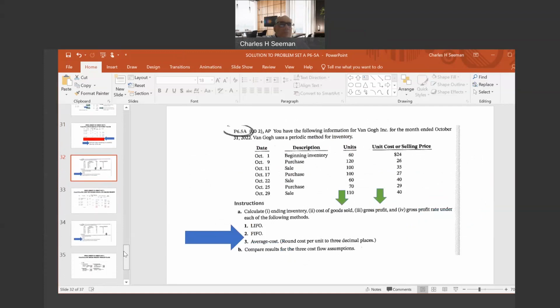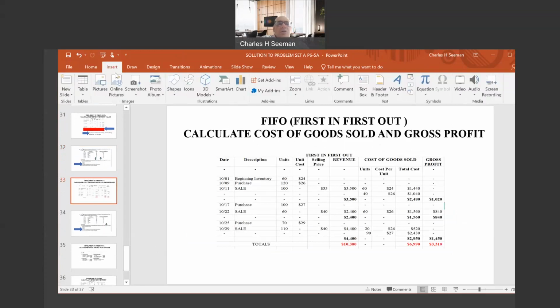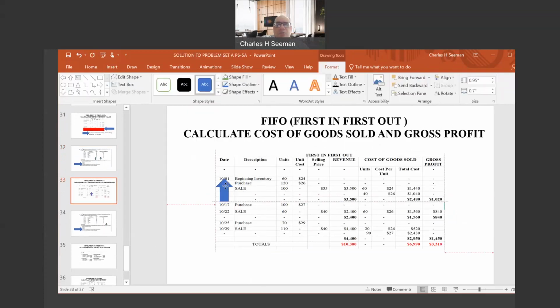FIFO cost of goods sold and gross profit would look like this. So on 10-11, we sold 100 units, 60 of which came out of the first purchase, the 10-1 purchase. We needed 100, so 40 units had to come out of the $26 layer. So 60 out of the 24, 40 out of the 26, adds up to 2,480. We generated $3,500 worth of revenue, so that gross profit on that sale is $1,020.